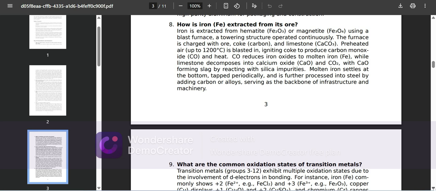Molten iron settles at the bottom and is tapped periodically, and is further processed into steel by adding carbon or alloys, serving as the backbone of infrastructure and machinery.